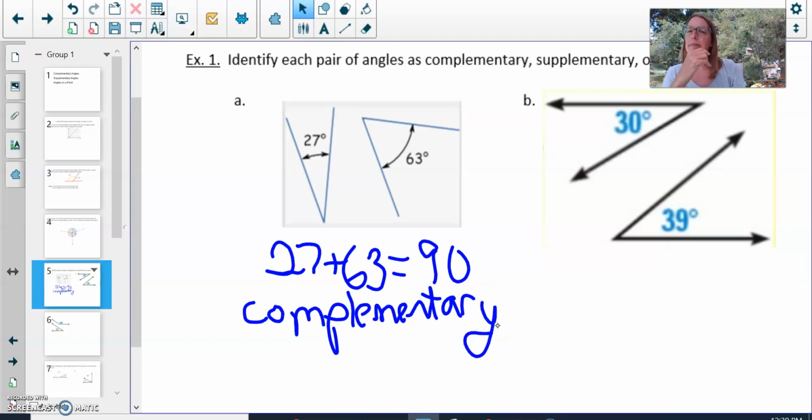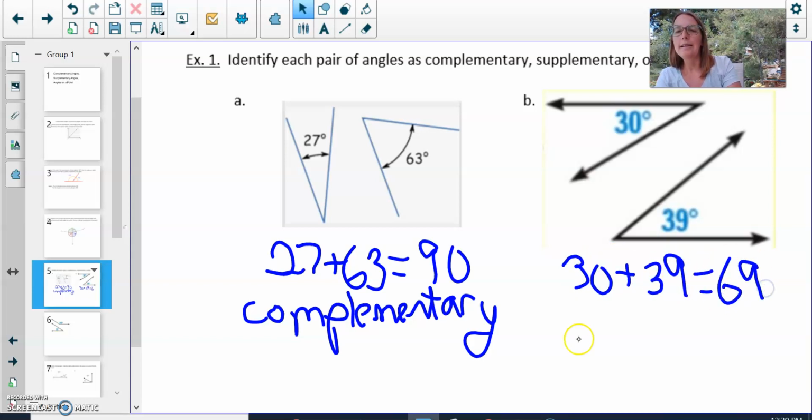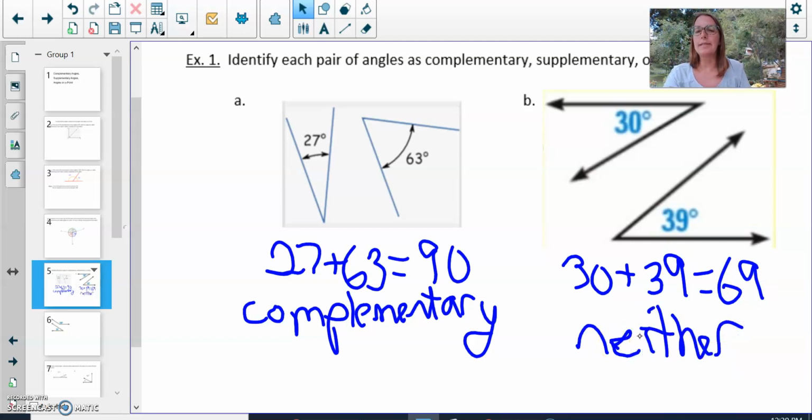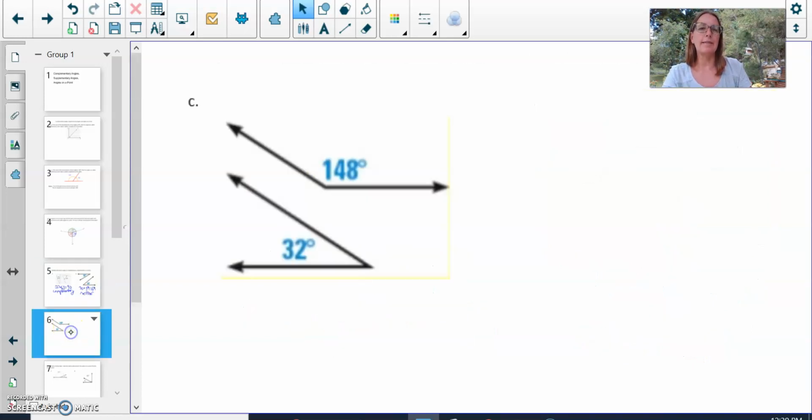In part B, we have a 30-degree angle and a 39-degree angle. I'm going to add them together. 30 plus 39 is 69. So these are neither. They're not complementary because they don't add up to 90 degrees, and they're not supplementary because they don't add up to 180 degrees.